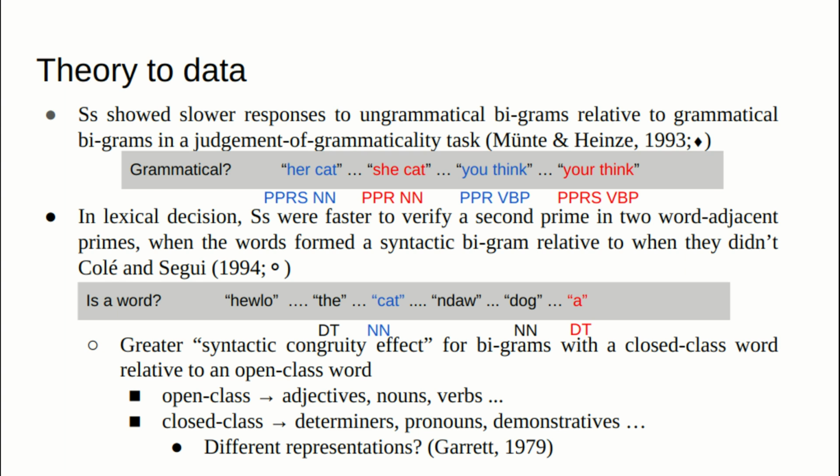Similarly, in a lexical decision task, Collet and Segui found subjects to be faster to verify a second prime in two adjacent word-present trials, when the two words formed a syntactic bigram relative to when they did not. Importantly, the effect was much stronger if the first word was closed class, which roughly corresponds to function words, relative to when it was open class, which roughly corresponds to content words. The results were used to speculate as to whether open and closed class words are represented distinctly.